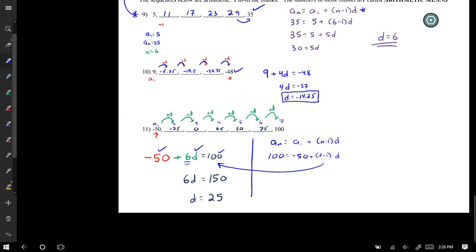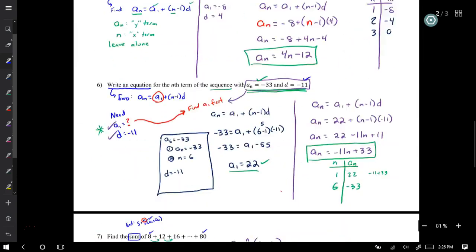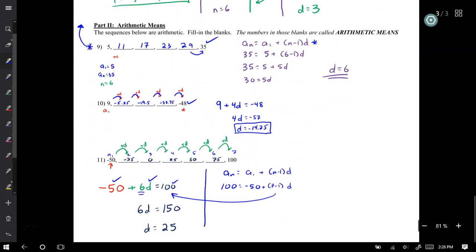I don't care which technique you use. If you use number 9 so it's consistent with every single problem, or if you like the idea of where do you start, how many d's do you add and solve, I don't care. But this is arithmetic sequences and series. Our main idea is look at the formulas, list out what you know, figure out what you need to find. If you're missing something, go to one of the other formulas and find it.